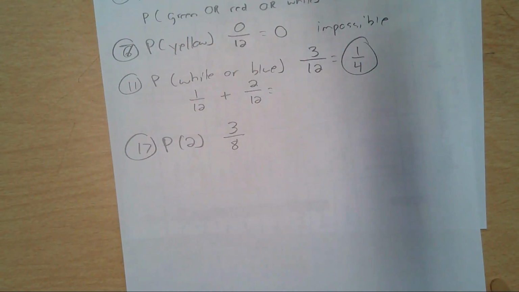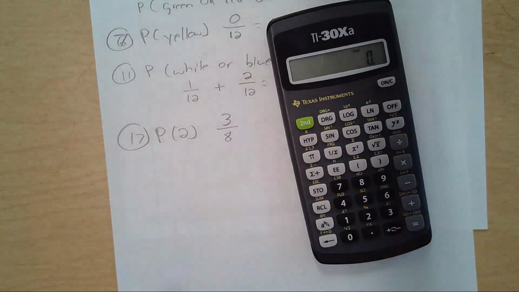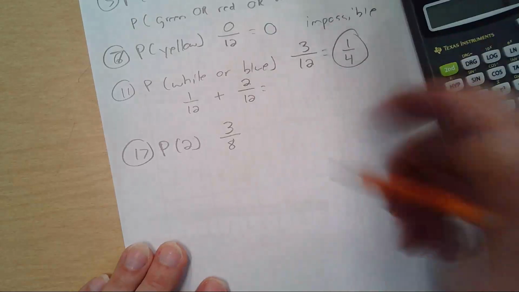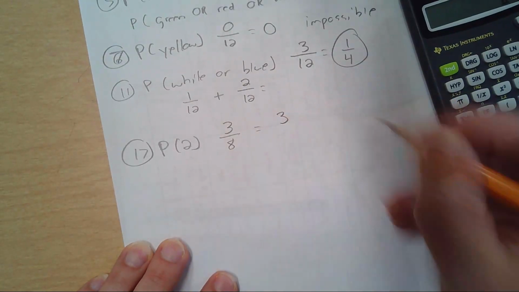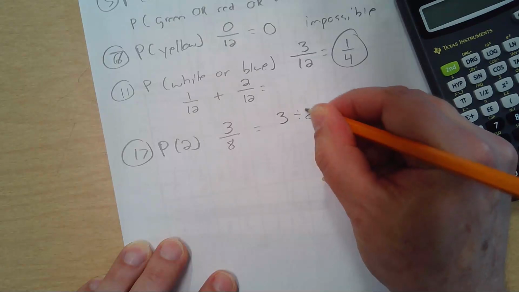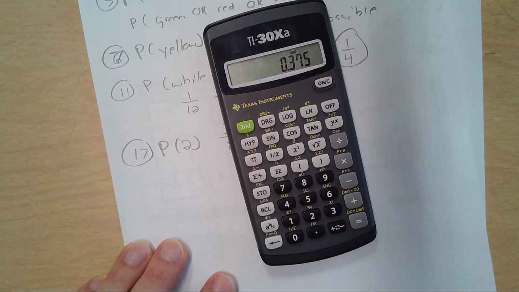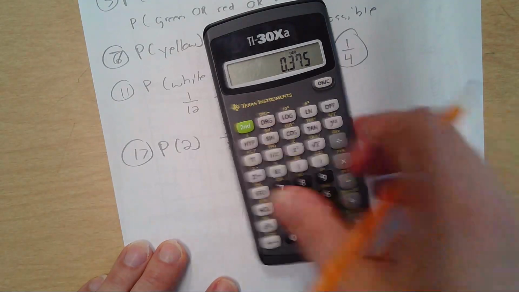How do I turn the fraction into a decimal? What do I need to do? Divide. Right. And again, you have your calculators here. Fractions are always just division problems of themselves. So you take your numerator, which is 3, divide it by your denominator, which is 8, 3 divided by 8, and there it is as a decimal, 0.375.